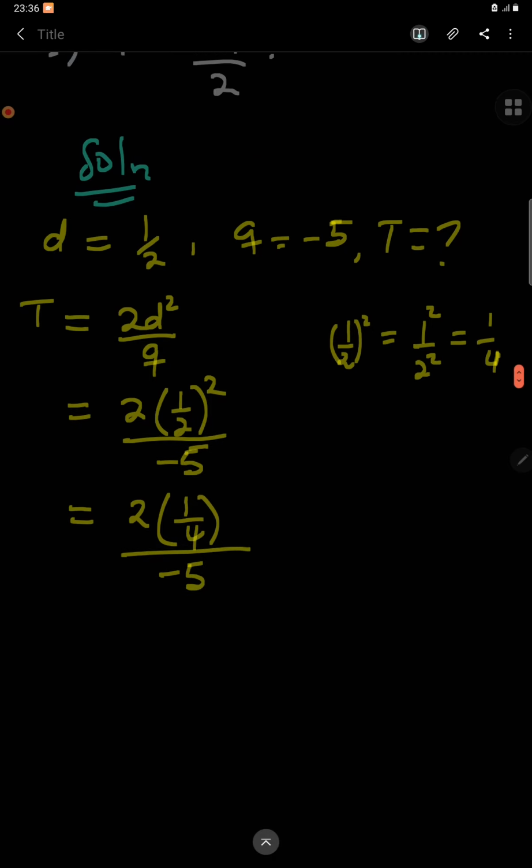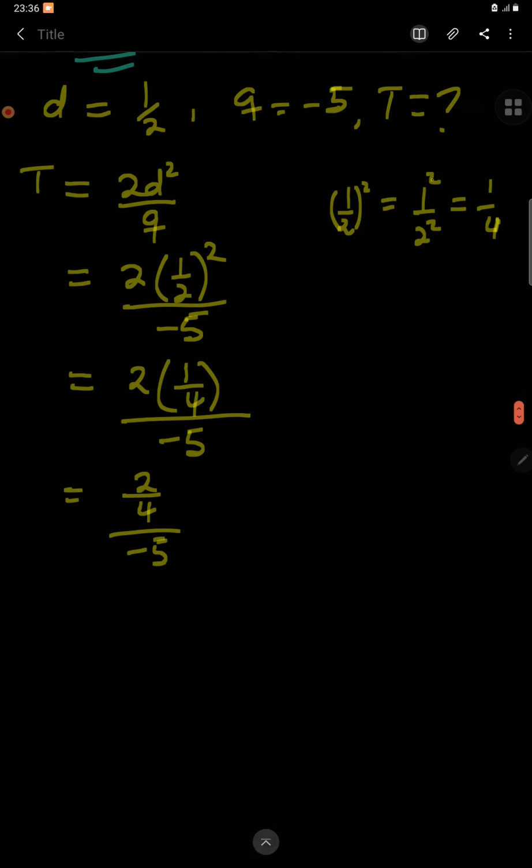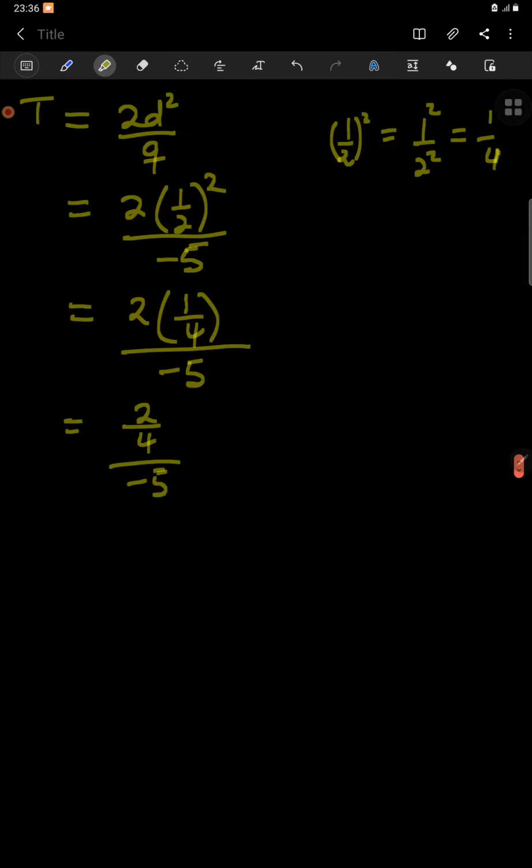I hope you are following. So we get the next one. The 2 multiplies the numerator. We get 2 over 4 all over -5. Good. So I can continue to say that this is the same as half. 2 divided by 4 is half. Okay. -5. And this is half divided by -5, I can rewrite it like that.